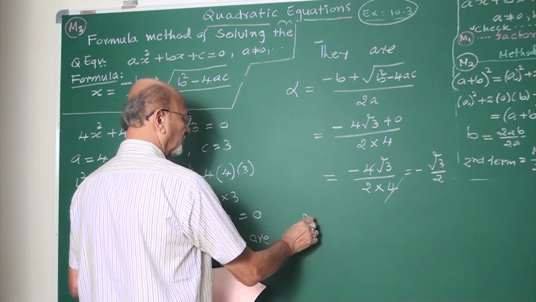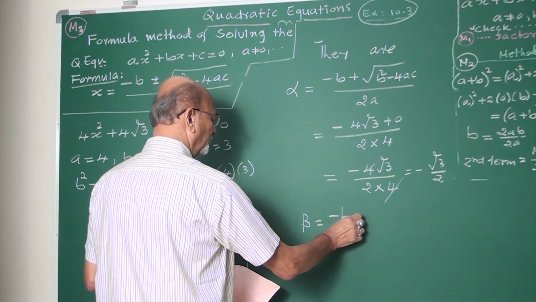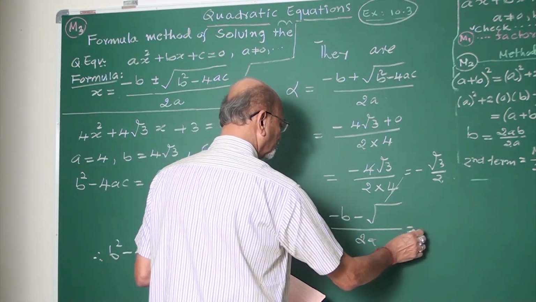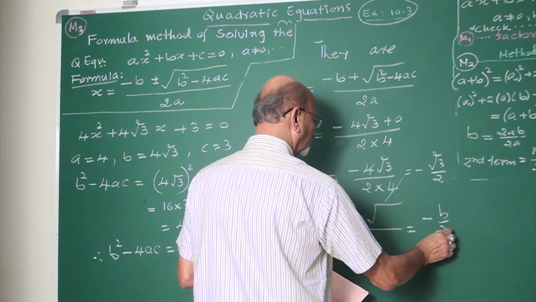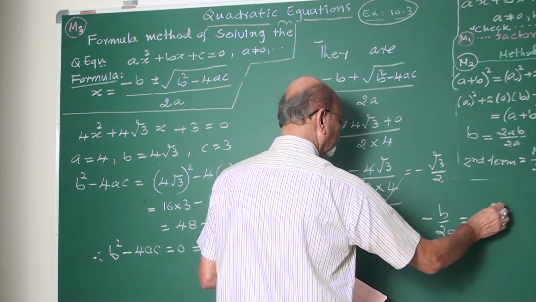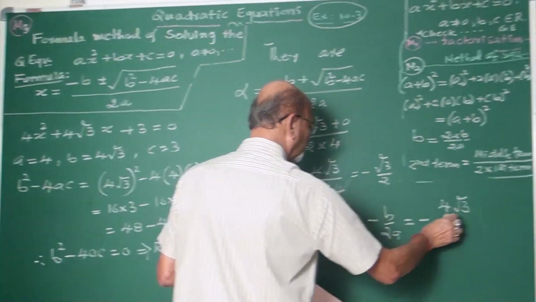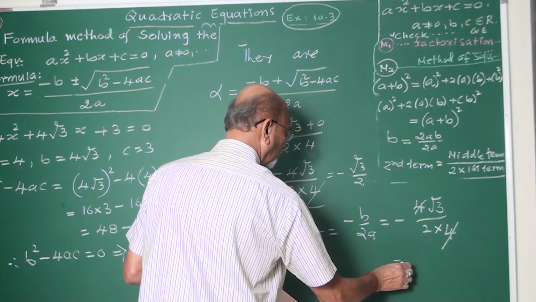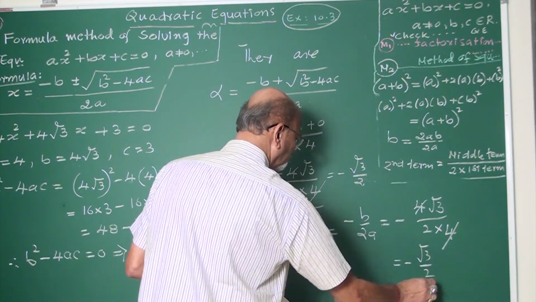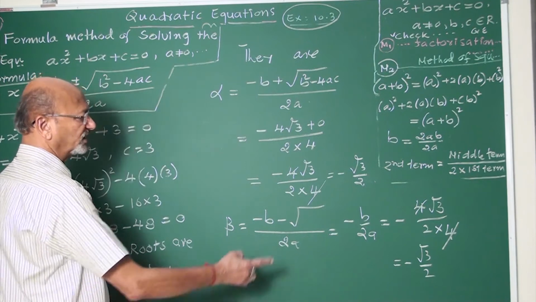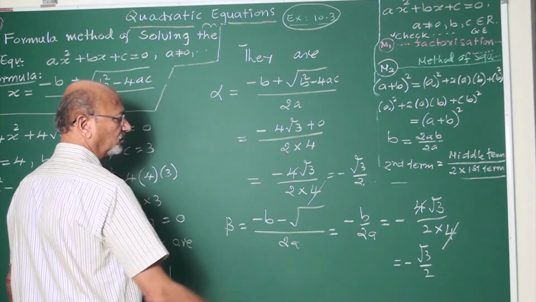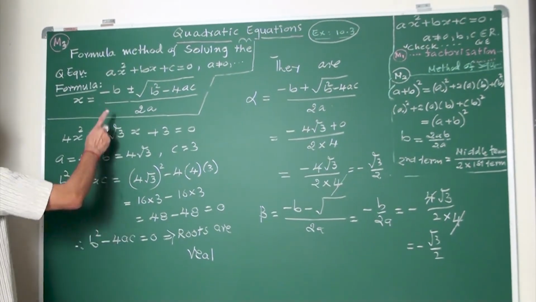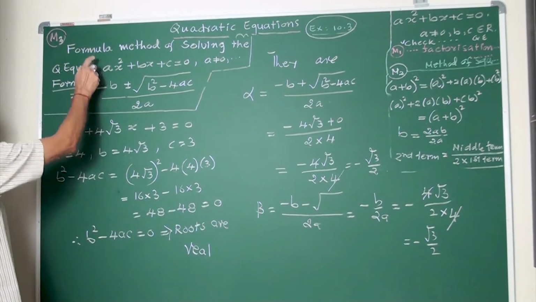Similarly, what is beta? It is minus b minus square root upon 2a, which is minus b by 2a. That is minus 4 into root 3 upon 2 into 4. Again cancels. You have minus root 3 by 2. Therefore, the required roots are minus root 3 by 2, minus root 3 by 2. This is the solution of the given quadratic equation by formula method.